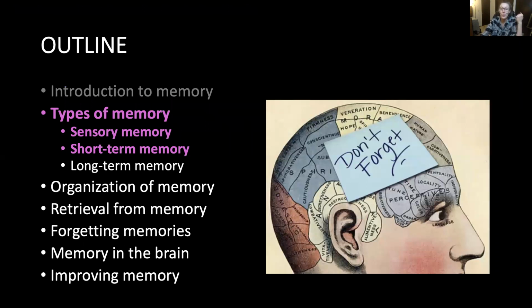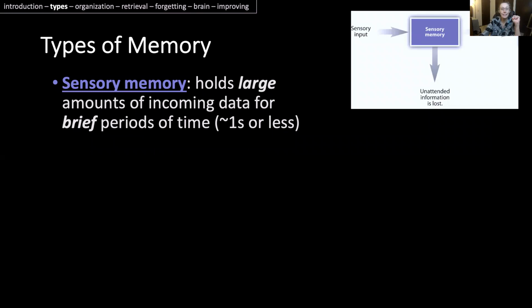Okay, so now we're going to talk about the different types of memory in depth, and we're going to group sensory and short-term memory together. Starting off with sensory memory. Sensory memory is kind of memory for brief senses. It's going to hold a large amount of incoming information, but for a really short period of time. And when I say short, I mean less than a second.